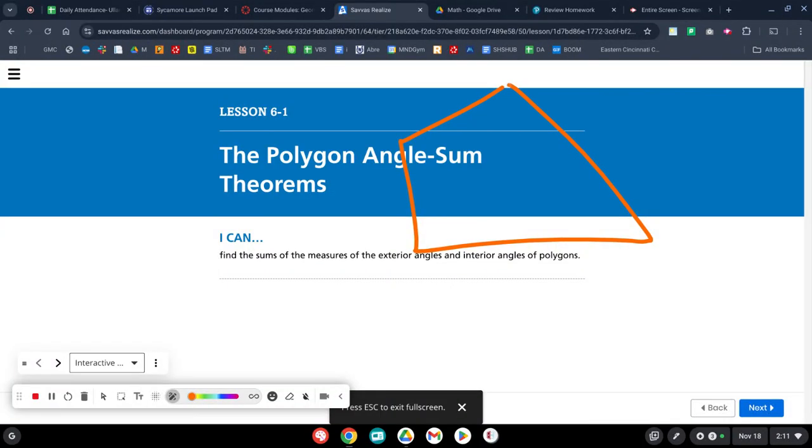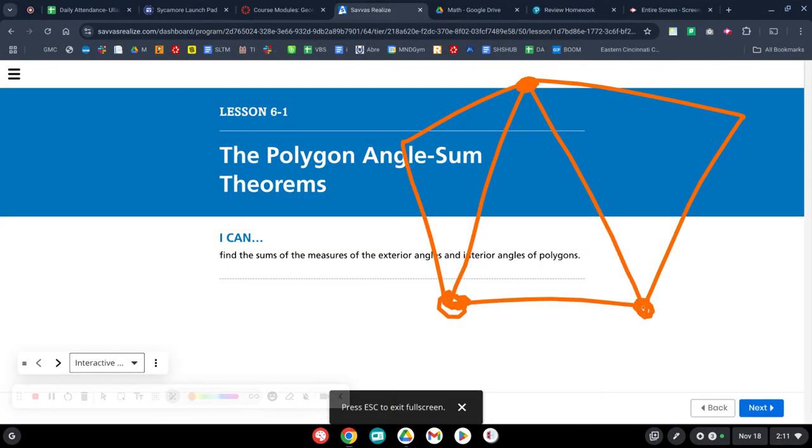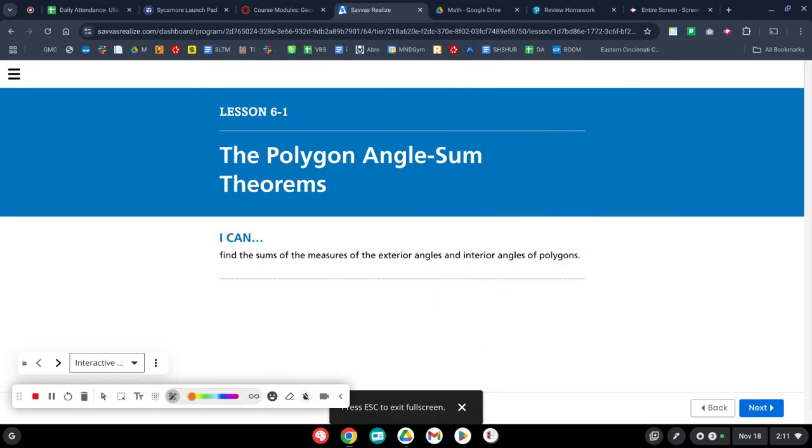What if I have a 5-sided figure? Well, I could start at 1, and I could go to this. Oh, that's a 4-sided figure. What if I had 1, 2, 3, 4, 5? I could start there, and I could go to this point, and I could go to this point, and now I've got 3 triangles, and 3 times 180 is 540 degrees, and that's how many are in a pentagon. And guess how many are in a hexagon?